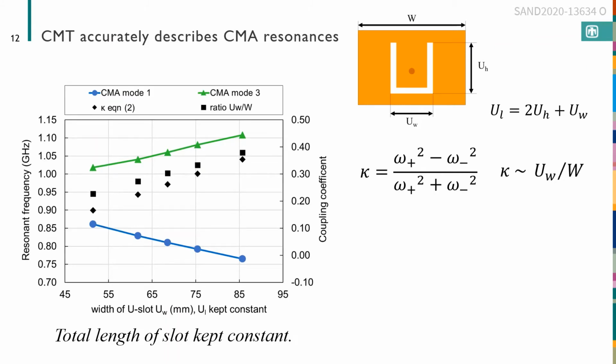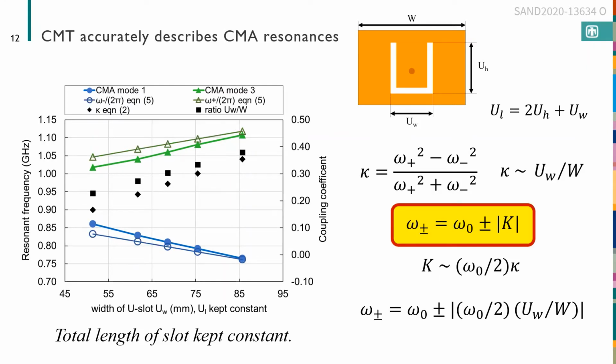Now, we can take this a little bit further, and we have from coupled mode theory this little equation that tells you how to calculate a normalized coupling coefficient, and we just postulate that the normalized coupling coefficient is equal to the geometric ratio, the width of the U to the width of the patch. And we see that those coupling coefficients actually overlie pretty nicely.